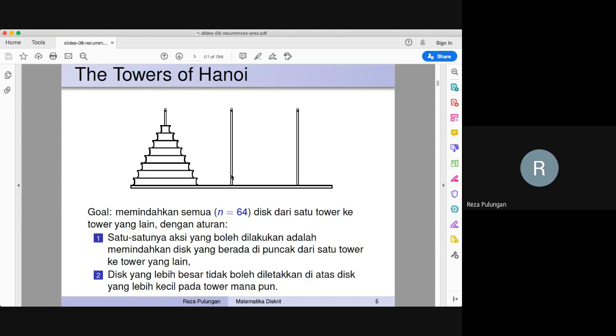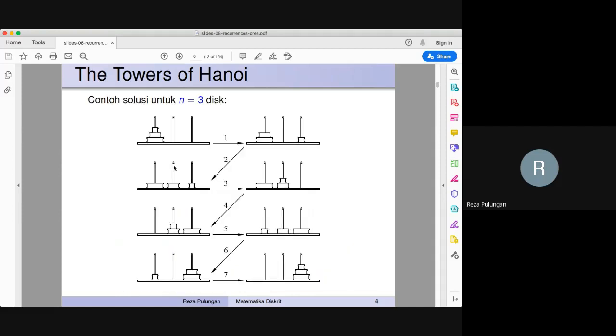So a smaller disk must be above a larger disk. Okay, so the problem is, how do we move it? At least, what we are going to compute right now is how many steps you need to move n disks from one tower to another. Let me show you an example. Assume, for example, n is equal to 3.